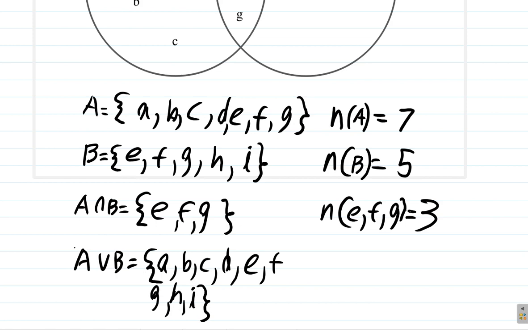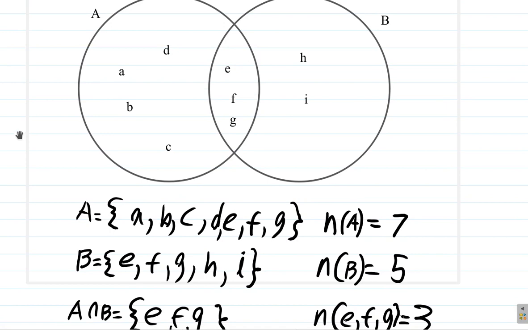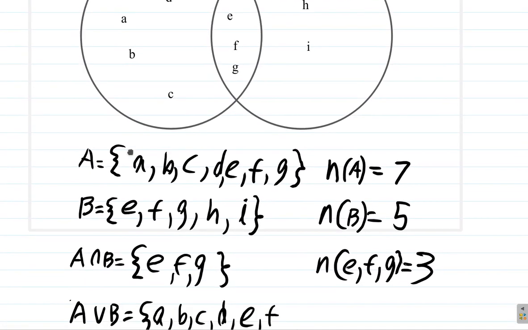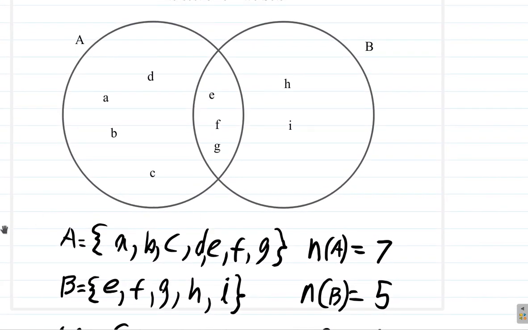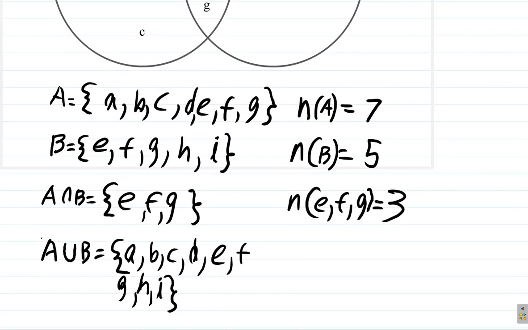What's the number of elements in A union B? Okay, A union B. What do we have here? 1, 2, 3, 4, 5, 6, 7, 8, 9. So we have 9 elements in A union B. Alright?